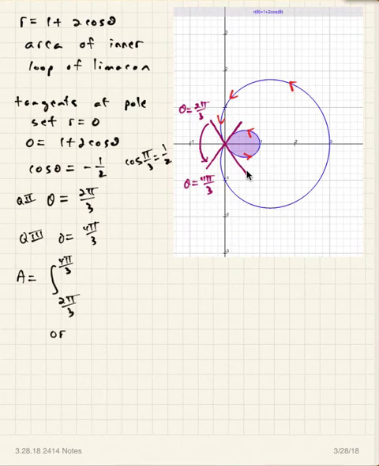Or you could do the integral from 2 pi over 3 to pi and multiply by 2, which is what I would prefer here because pi and 0 are easier to calculate than 2 pi over 3 and 4 pi over 3 and all that. So that's actually the one I'm going to use, is that second one. And I'm going to integrate then.